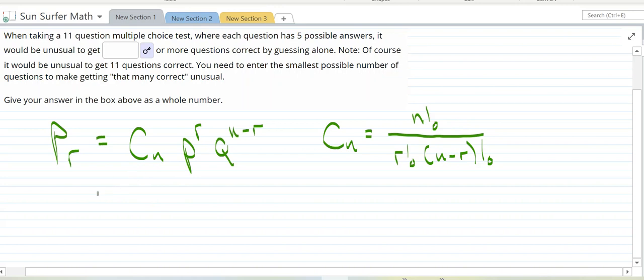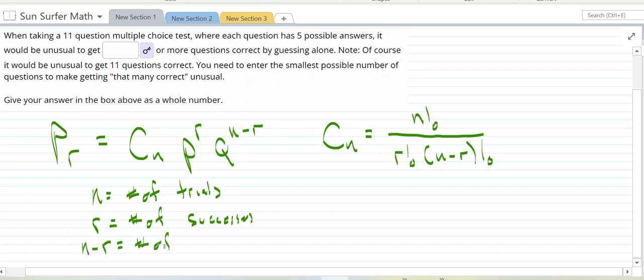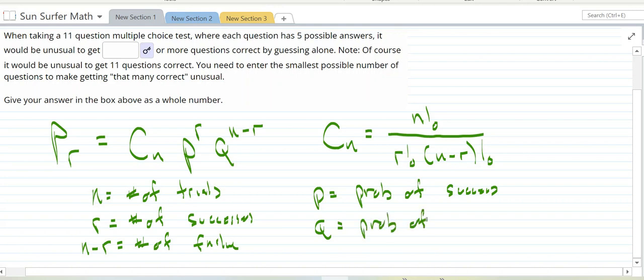So in this, n is equal to the number of trials, R is equal to the number of successes, n minus R would be then equal to the number of failures. P is the probability of success, and Q is the probability of failure. And so from this problem, we need to determine what all of these things are.